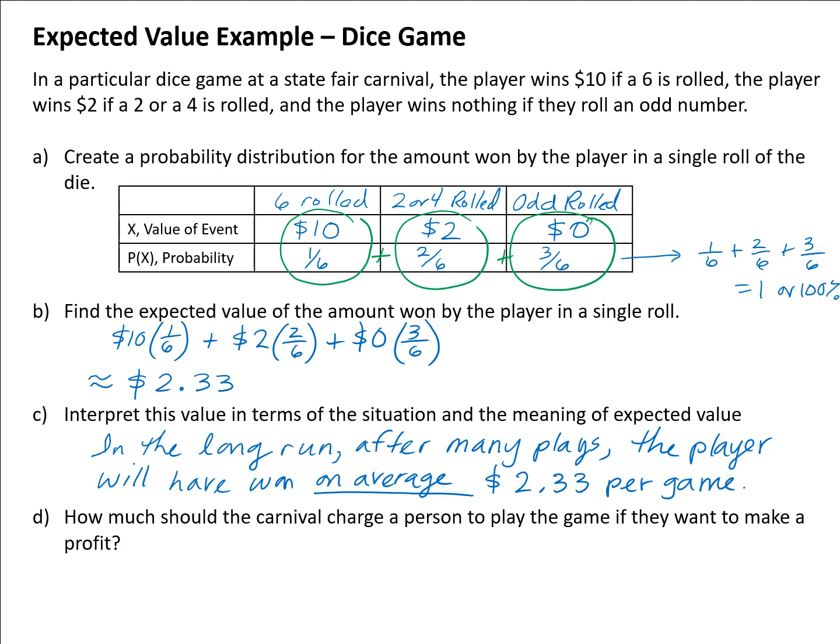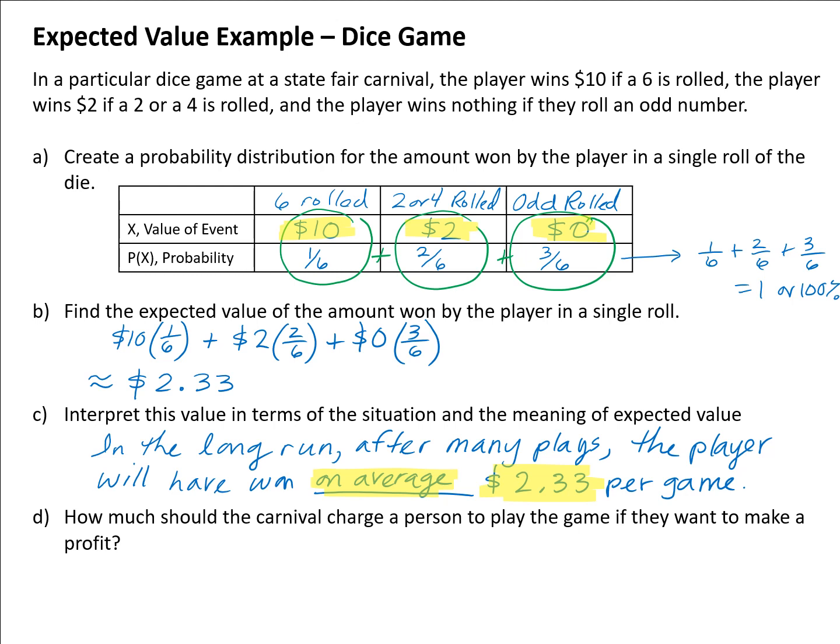All right, so this is an average. They will never have won $2.33 in a single game. Remember, in a single game, they're either going to win $10, $2, or $0. They can't win $2.33 on a single game. So this is an average amount. $2.33 is the average amount they would win per game if they played many times.